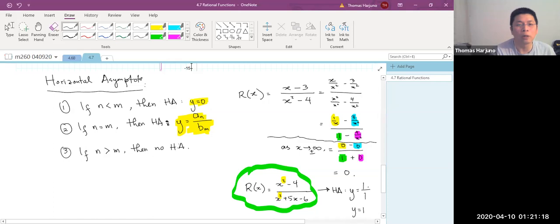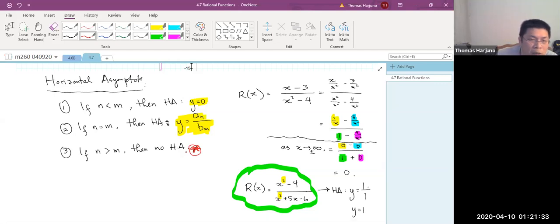We will talk about this a bit later, toward the end. We will have the case when the degree on the top is exactly one more than the degree at the bottom. Then we will have something called a slant asymptote. But before we go there, we will do some examples, and let's do the vertical asymptote first.